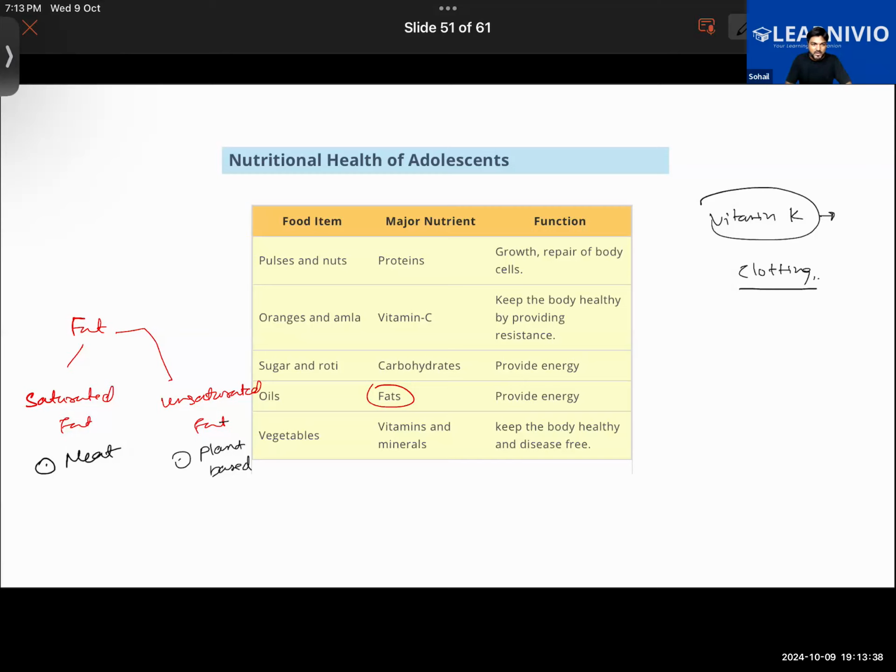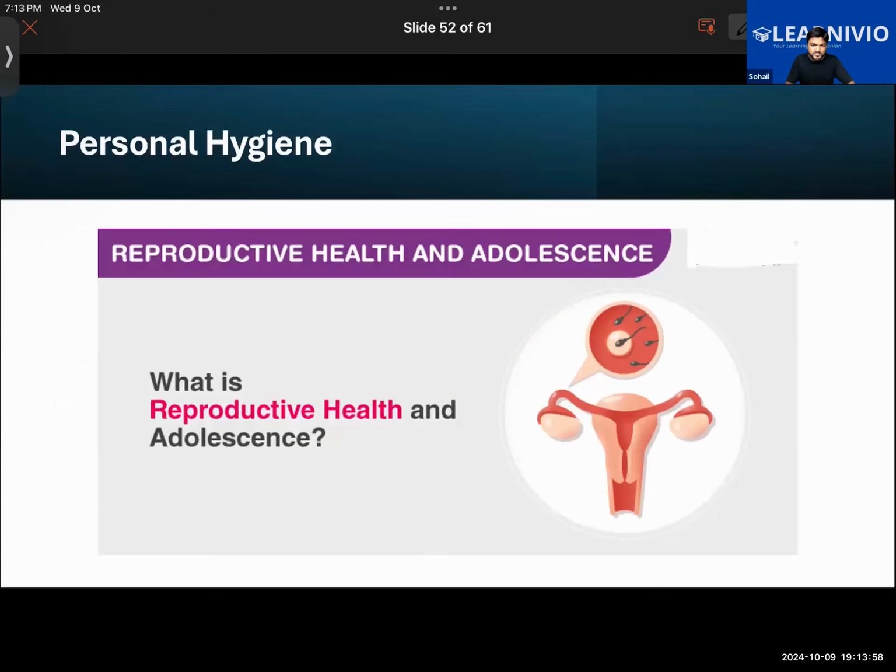Anyways, adolescents, people in their adolescent age, should have a balanced diet. A balanced diet is a diet that contains all the nutrients in sufficient amount. Further, personal hygiene should also be promoted, because it will be helpful in maintaining the mental and physical well-being of the adolescent. There are different ways one can maintain personal hygiene.